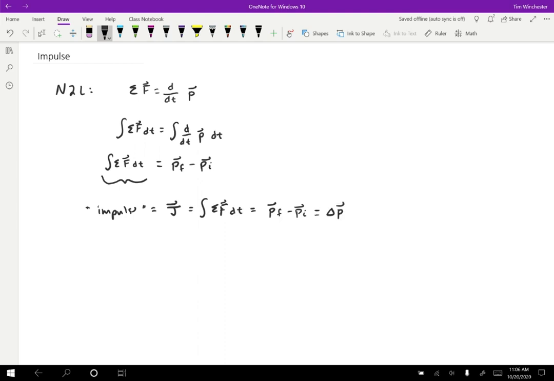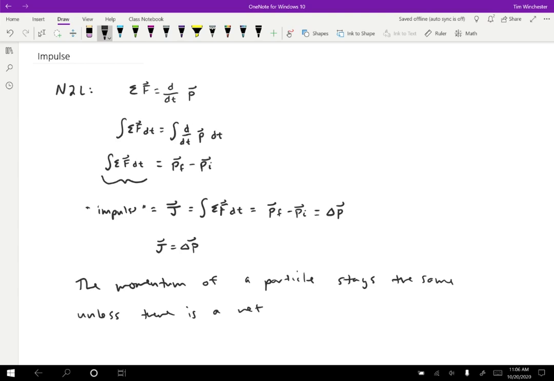Given this relationship that J is equal to the change in momentum, this tells us when momentum is constant and when it is not constant. The momentum of a particle stays the same unless there is a net impulse on it.